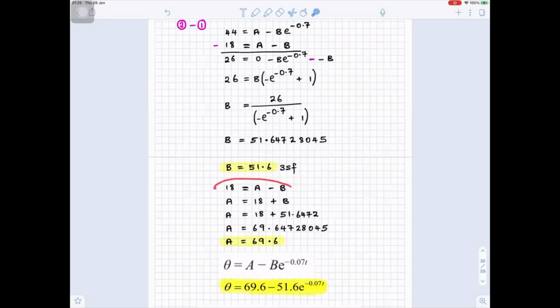Since 18 equals a minus b, so a equals 18 plus b. Take the minus b to the right, it becomes plus. So 18 plus 51.6472, that gives a to be 69.64, which is 69.6 to 3 significant figures. So you can write it as theta equals 69.6 minus 51.6 times e to the minus 0.07t.